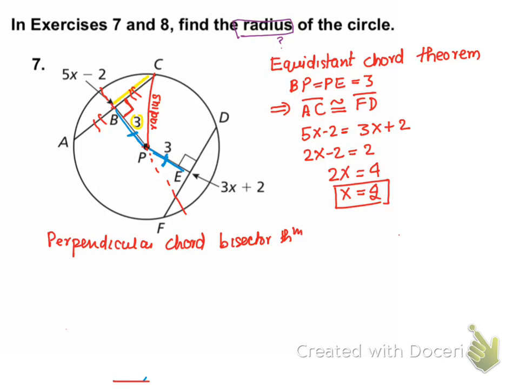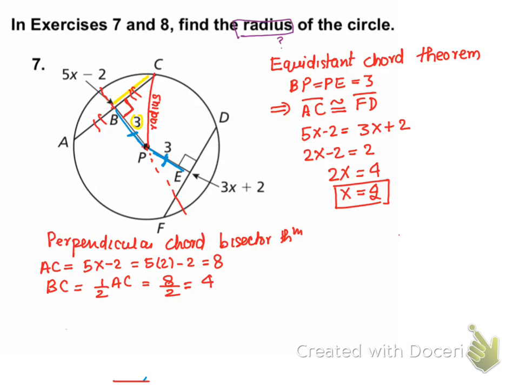So if I have to find AC, how much is it? I can plug in my x. AC is 5x minus 2, that is 5 times 2 minus 2, that is 10 minus 2, we are going to get 8. But I have to find BC. BC is what? Half of AC, because of the perpendicular chord bisector theorem. So 8 over 2, that's going to be 4.